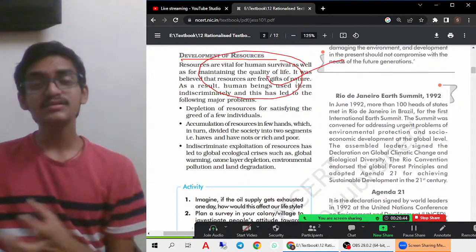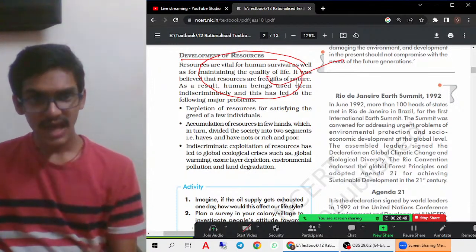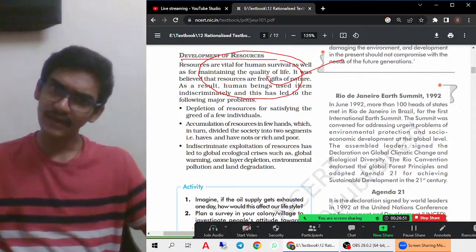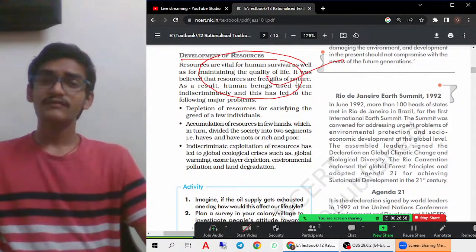So it is dividing the society based on haves and have-nots. Haves and have-nots are nothing but those who have the resources and those who do not have the resources. So this is a very, very important thing.